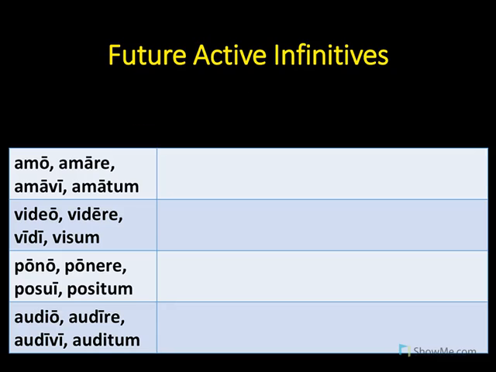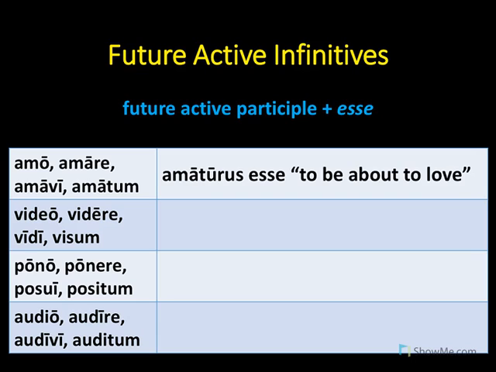So, as we've seen, the future active infinitive is formed by taking the future active participle and adding esse. So, for our example, amo, amare, amavi, amatum, we'll form the future active participle and add esse. And this is amaturus esse. And we translate this as, to be about to love.